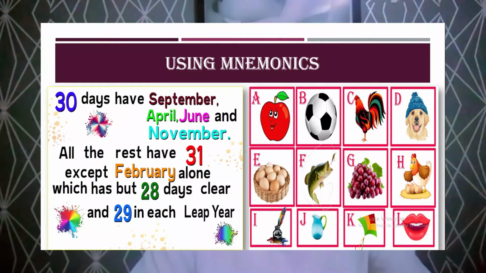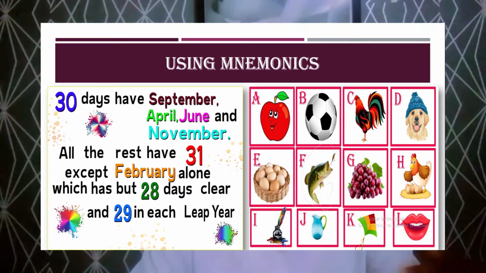I remember we using 30 days have September, April, June, and November. All the rest are 31 except February alone, which has 28 days but 29 in each leap year. That is a mnemonic device. So even till now, if you forget the number of days that each of the months have, when you sing that or recite that rhyme, it helps you to recall. My very eyes may just see. And for the planets, we had that as well.